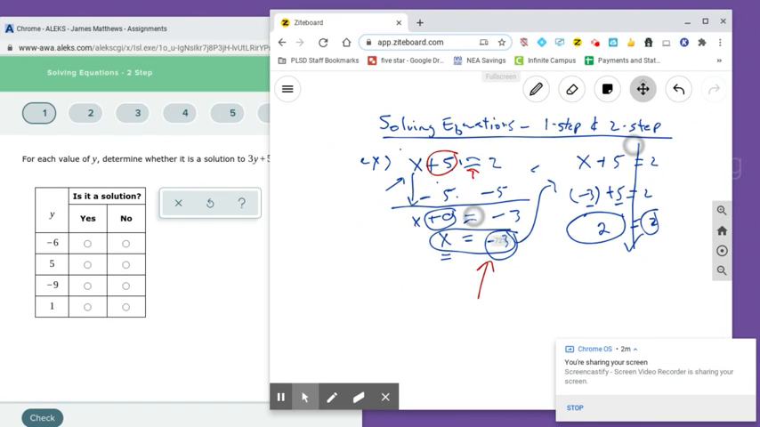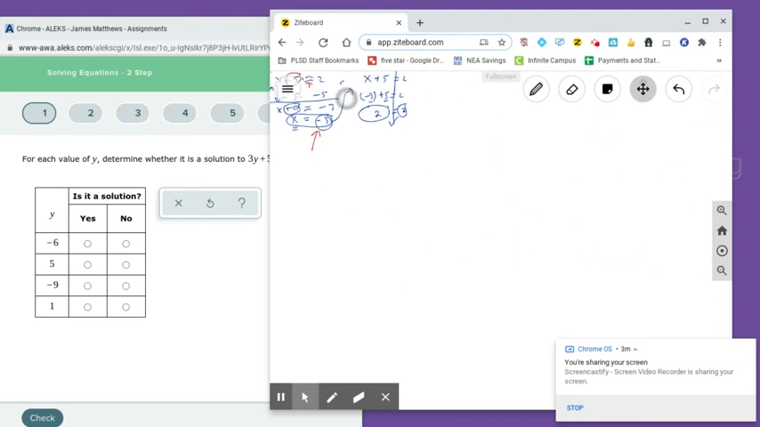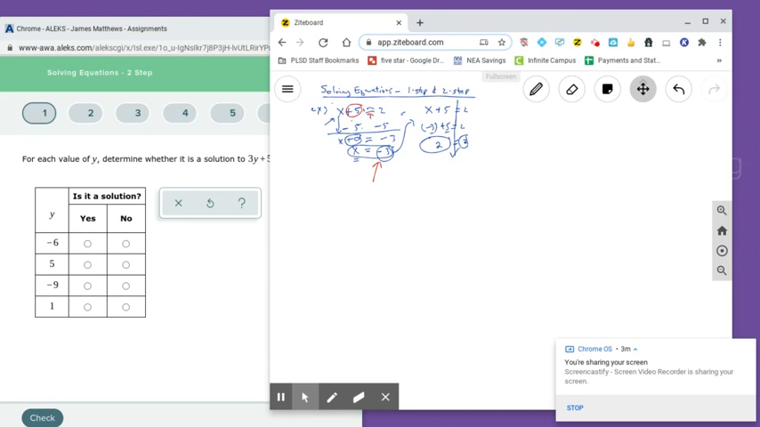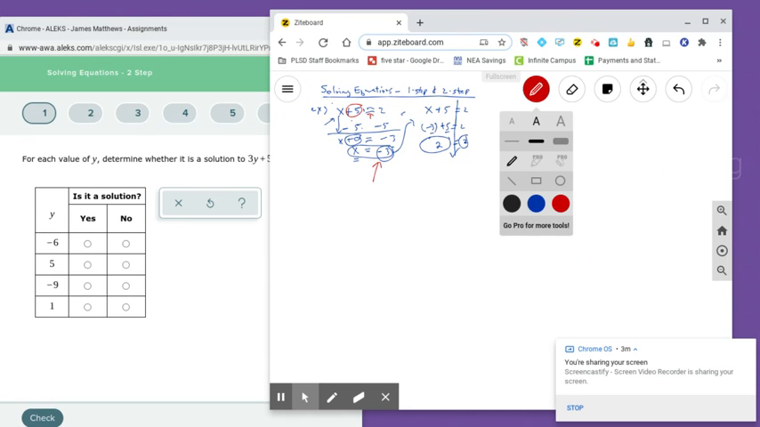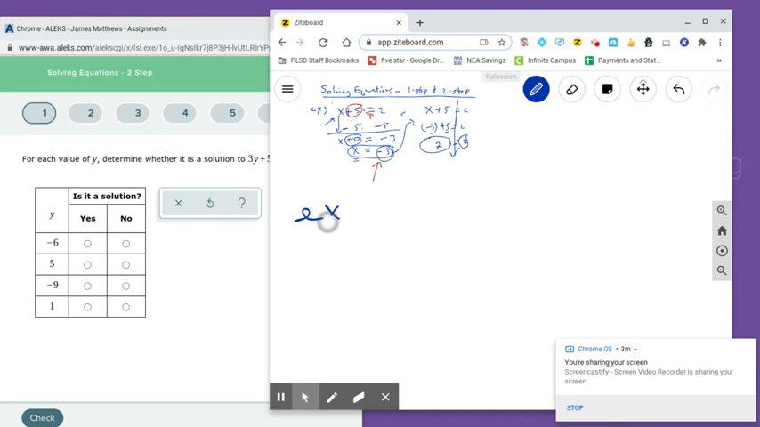Okay? Let's add to that a little bit. Let me make that a little smaller. Slide that over here. Let's do another example. Let's say, for example, let's do x over 3 is equal to 4.